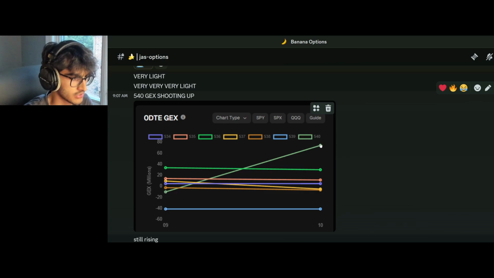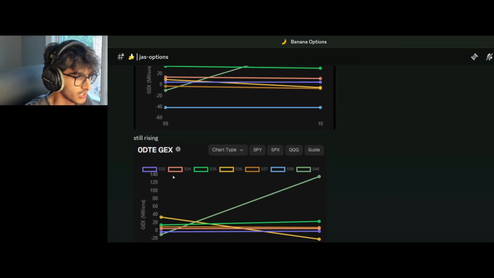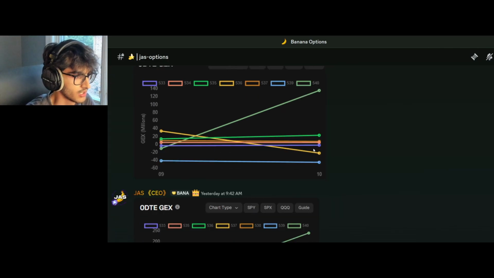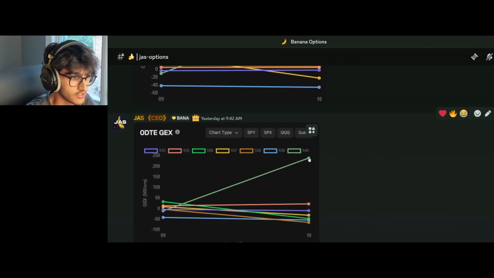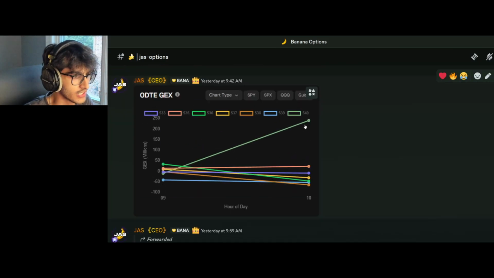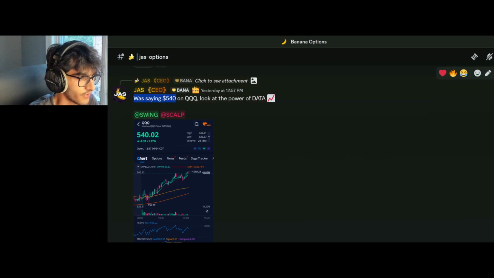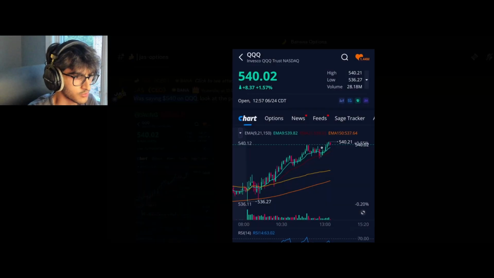80 million positive from the start, which was negative 20 million. So we had a good gamma flip, and it was still rising. It went to 140 million, and then it went to 250 million. So that was a significant amount of gamma exposure to where I knew it would be pulling the market to 540. Boom. 540 on QQQ, and that's where we ended up reaching.